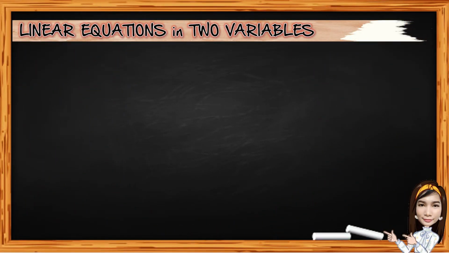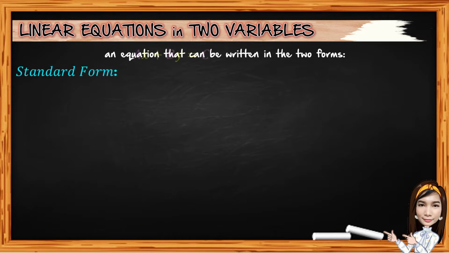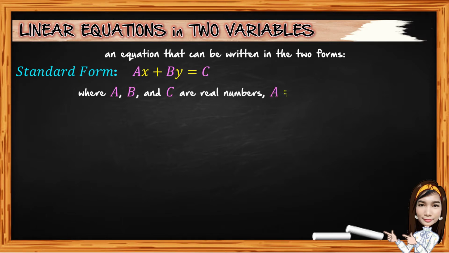A linear equation in two variables is an equation that can be written in two forms. First, we have the standard form written as ax + by = c, where a, b, and c are real numbers. a is not equal to 0 and b is not equal to 0.